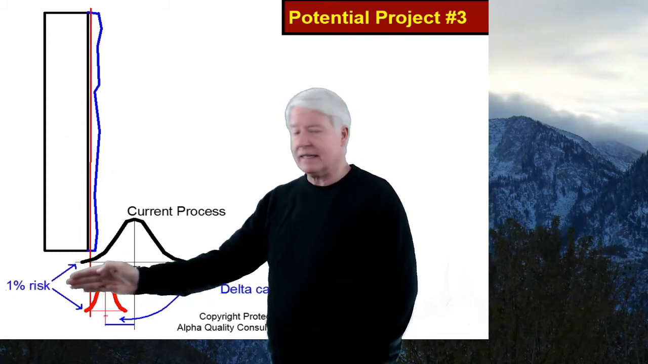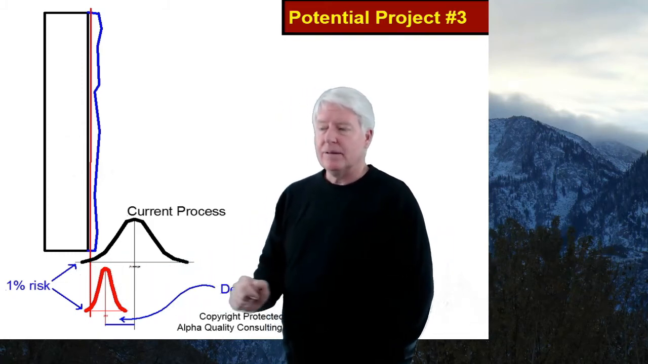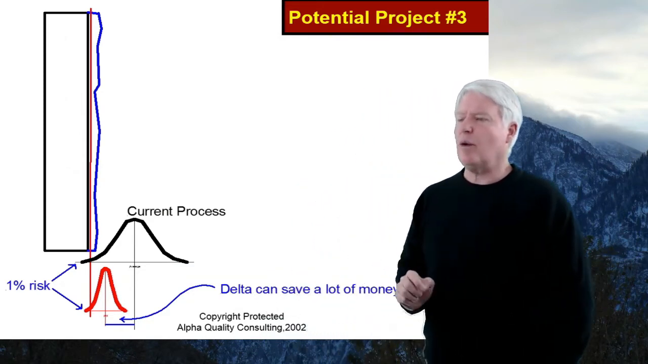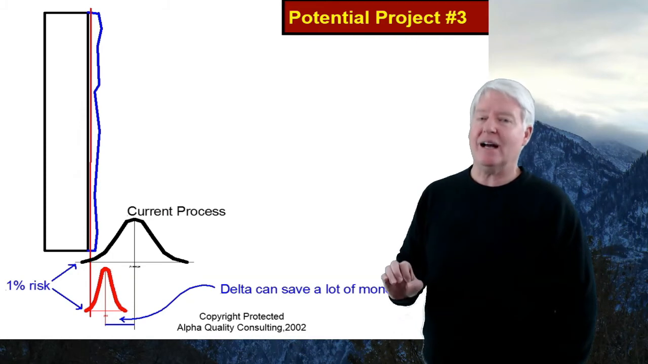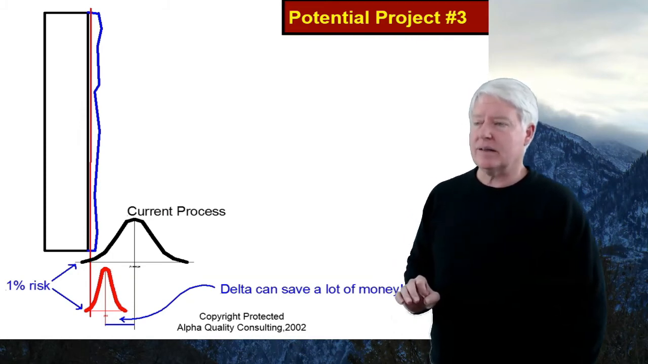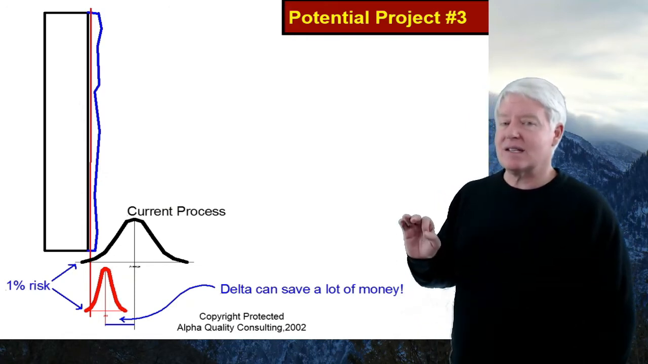while maintaining the same risks that they had before. Well, I did this project on a paint project, and out of one paint booth it saved $800,000 a year in raw materials. Imagine that. That's a lot of savings. And they had several paint booths.